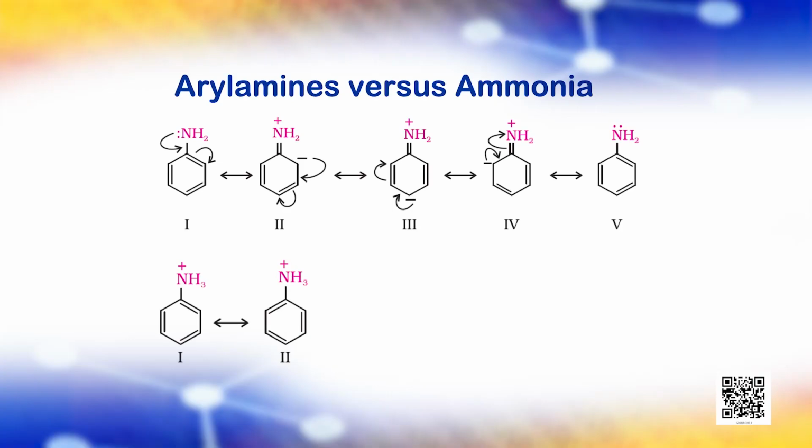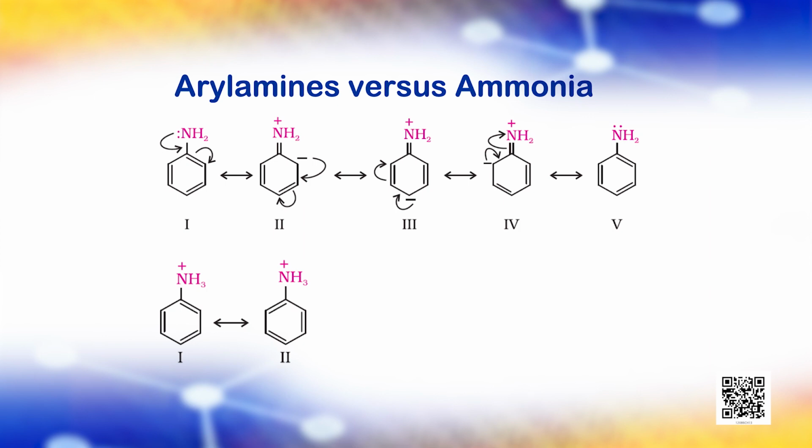The pKb value of aniline is quite high. It is because in aniline or other aryl amines, the NH2 group is attached directly to the benzene ring. It results in the unshared electron pair on the nitrogen atom being in conjugation with the benzene ring, thus making it less available for protonation.